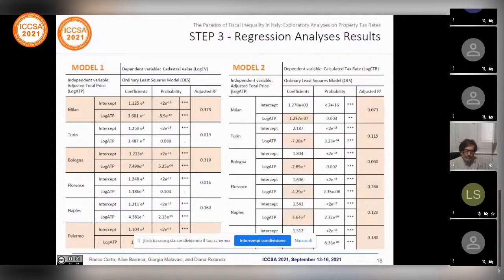The result of the second model showed that the calculated tax rates are unrelated to property prices. Moreover, these results show that the marginal coefficients are all negative for all cities. This means that the relation between these variables is in any case inverse, contrary to what might be expected from a fair tax system.